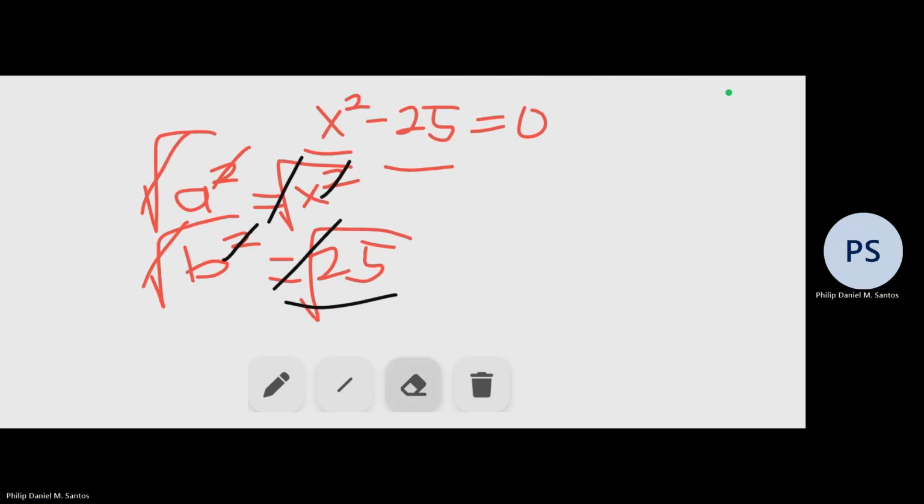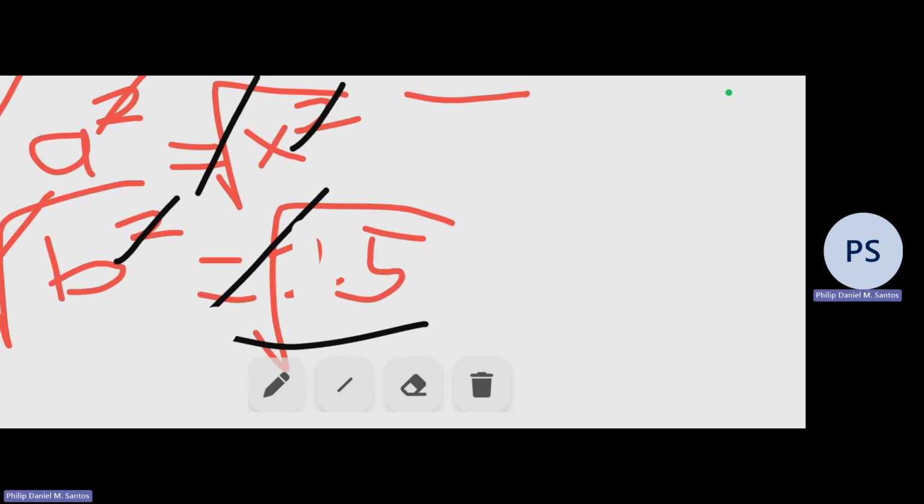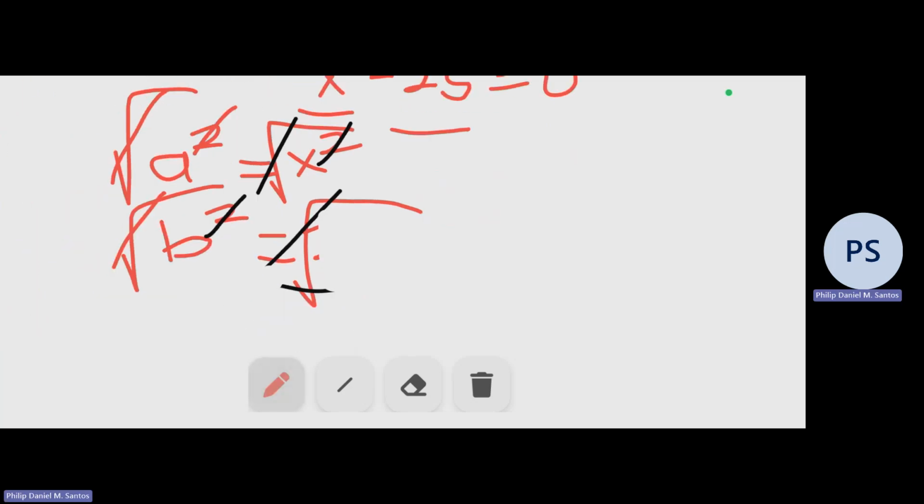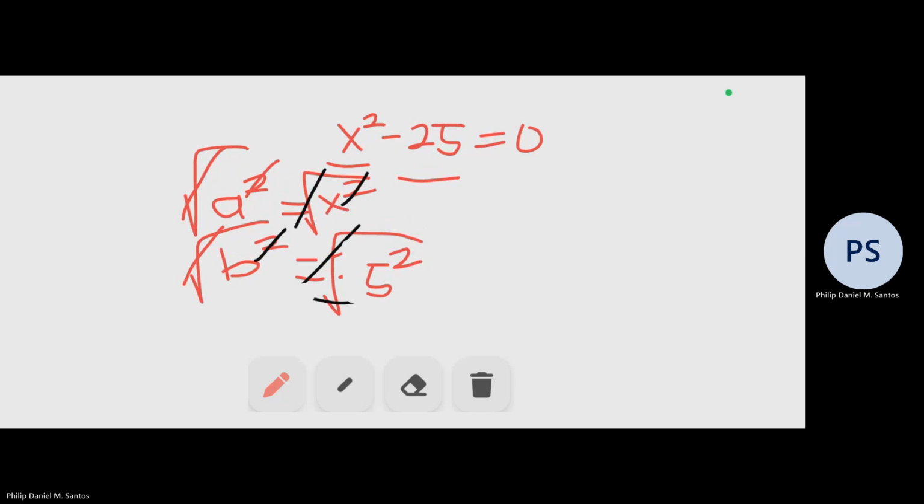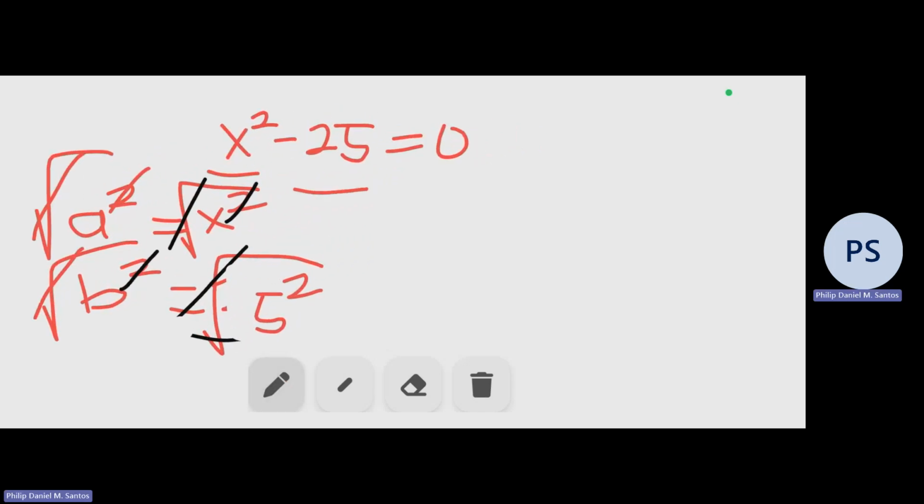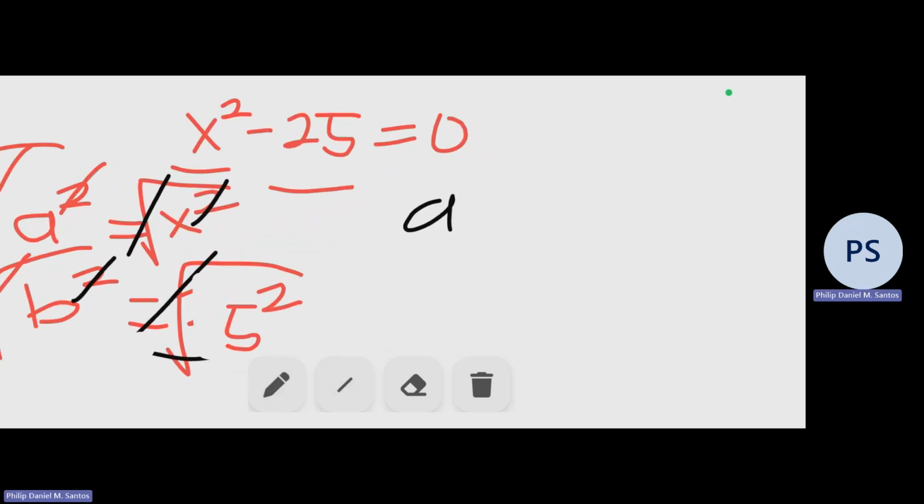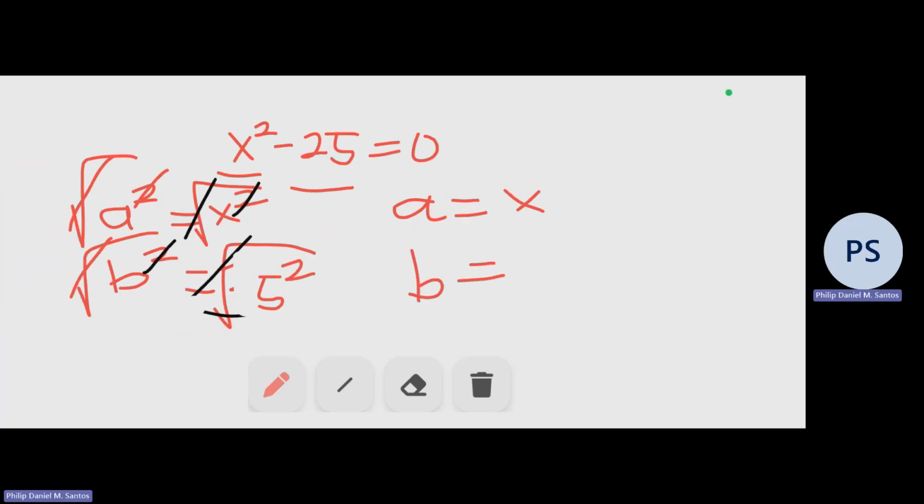Well, ito, ano ba yung 25? 25 is equal to what again? 25 is equal to 5 squared. Okay, 5 times 5 equals 25. Okay, so na-cancel na yung mga yan. Tingnan natin what happens is this. A equals X, B equals 5.